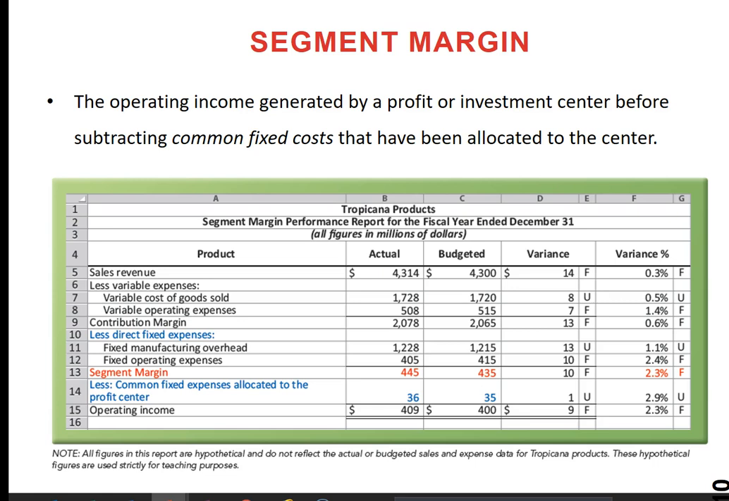Then it will be a favorable variance. For example, if you see here variable operating expenses, this is 508. That's the actual number, but your budgeted one is 515. So your budgeted expense was higher, but your actual expense is lower, which is good. And of course, the difference, which you found, 7, will be a favorable one.